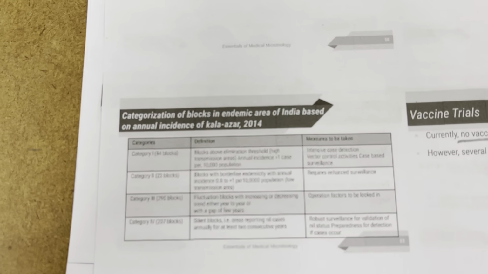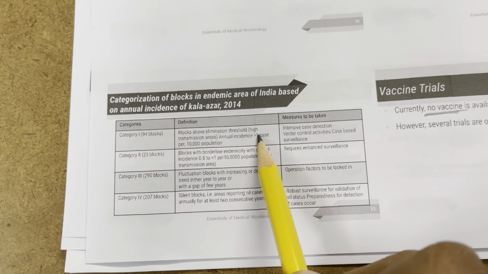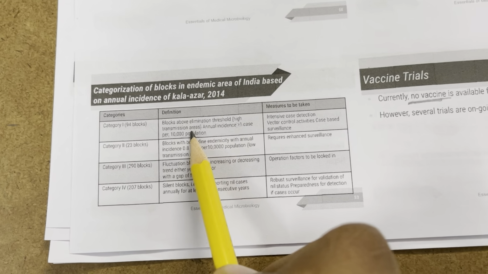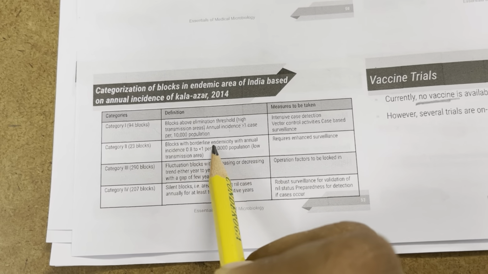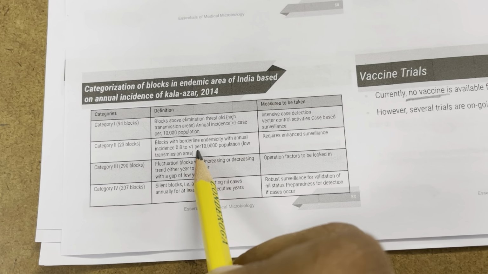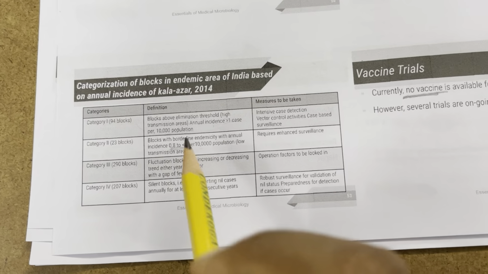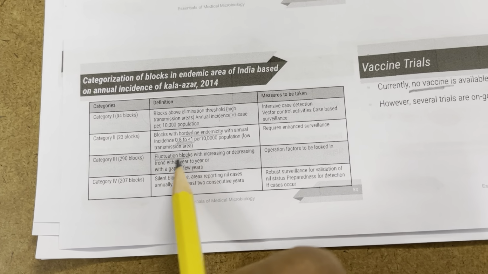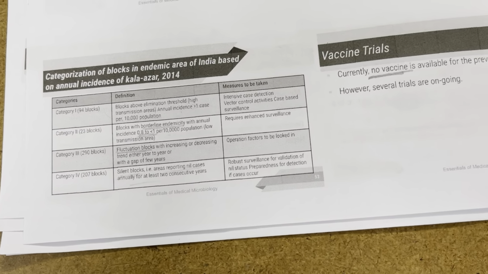So you have categories 1, 2, 3 and 4. Category 1 is greater than 1 case per 10,000 population in high transmission areas, so reducing that is the first category. The second category is blocks in areas with less than 1 per 10,000 population, so 0.8 to 1, in areas with borderline endemicity. And then you have fluctuation blocks, and finally silent blocks, areas reporting nil cases.